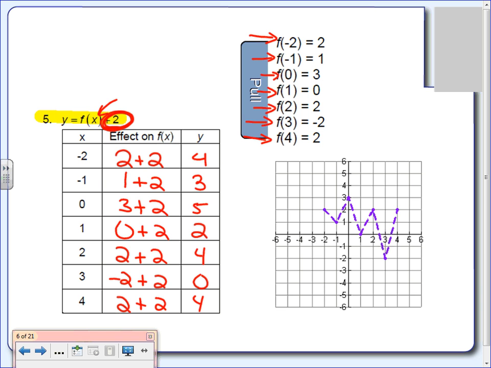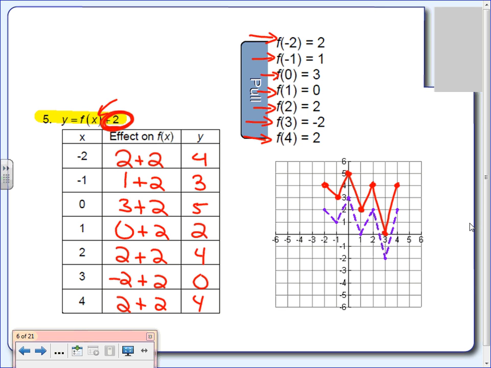-2, 4. Let's find -2, 4. That's going to be right here. -1, 3 is right there. Connect the dots as you go. 0, 5 is right here. Then I had 1, 2 here. 2, 4 is the next one. That's this point right here. Then I have 3, 0. It's going to be down here. And the last one I have is 4, 4. That's this point up here.